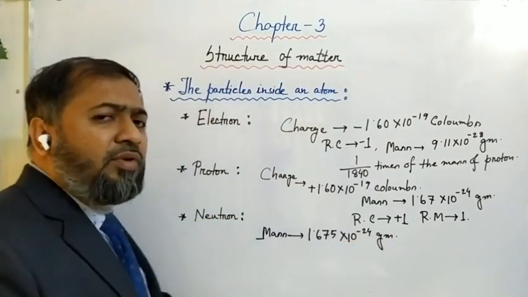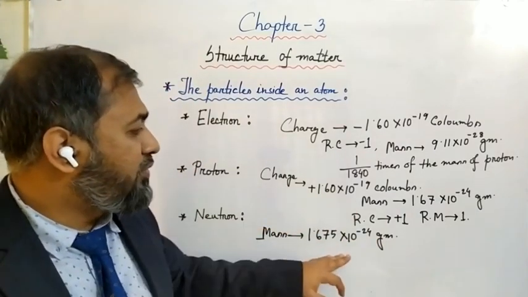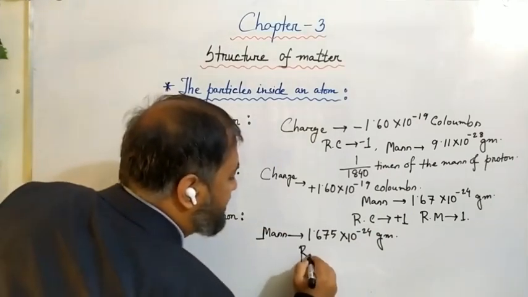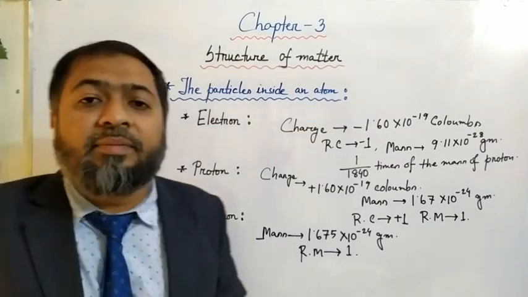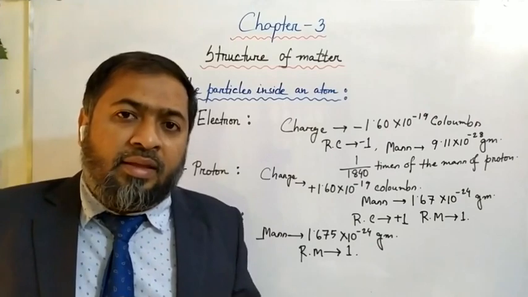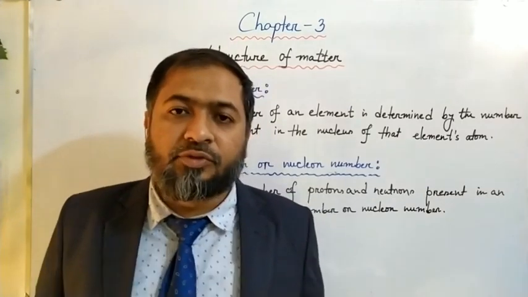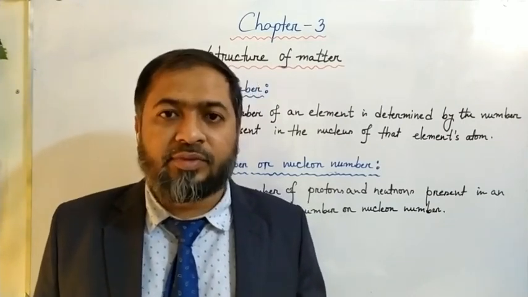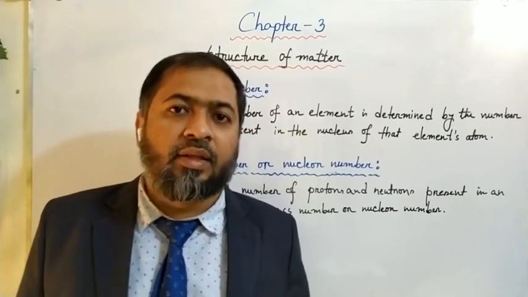It's very slightly larger than the mass of proton. You can see the relative mass is also 1. So these are the permanent particles which are visible in every atom of different elements. Now students, I am going to discuss with you some of the important features of atoms by which you can distinguish atoms from one to another.